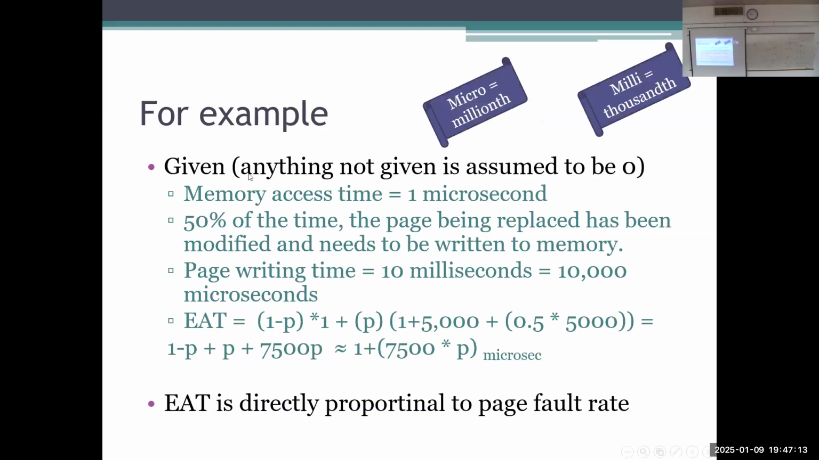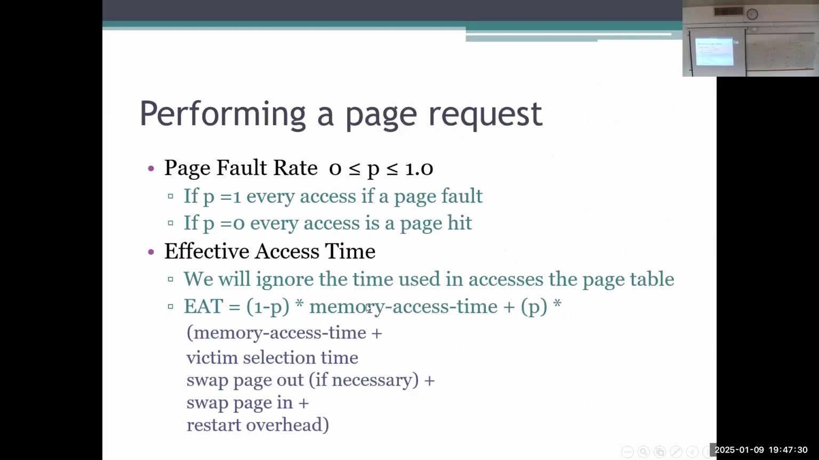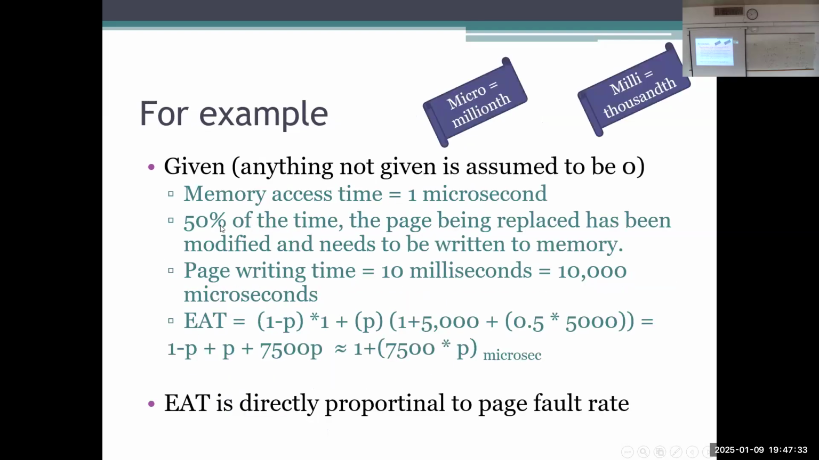Now, for example, anything not given is assumed to be zero. If there's no information given on something, assume it's zero. Memory access time is 1 microsecond. 50% of the time the page being replaced has been modified and needs to be written out, so we have a 50% dirty rate, if you want to call it that. Page writing time is 10 milliseconds, or 10,000 microseconds.